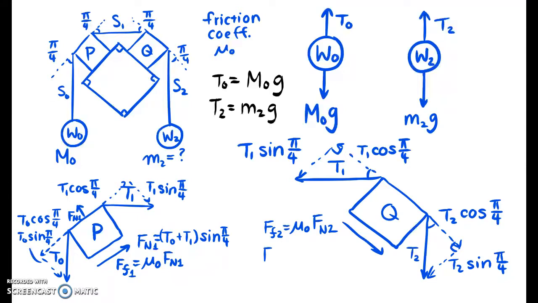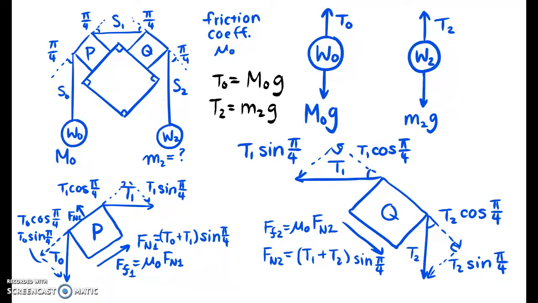Now, once again, the normal force N2 is going to be equal to the components of the two tensions acting upon Q that are perpendicular to the slope. So we get T1 plus T2 times sine of pi over 4. Since they have the sine of pi over 4 in common, we can just factor that out.